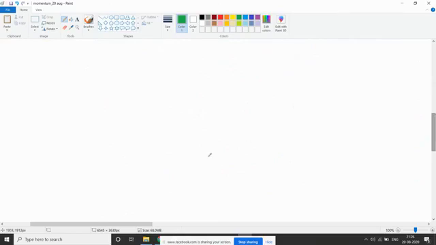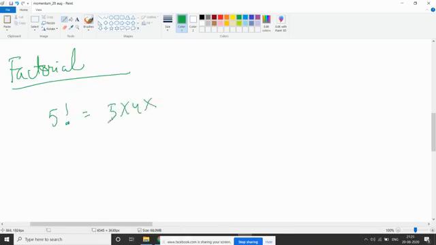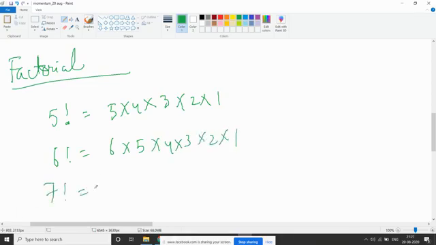Okay, now let's see factorials. So what does factorial mean? If I write 5 factorial, this is the symbol of factorial. Factorial means this product starts with 5 and keeps on multiplying till 1. 6 factorial is 6 multiply 5 multiply 4 multiply 3 multiply 2 multiply 1. 7 factorial, 7 multiply 6 multiply 5, 4, 3, 2, 1.